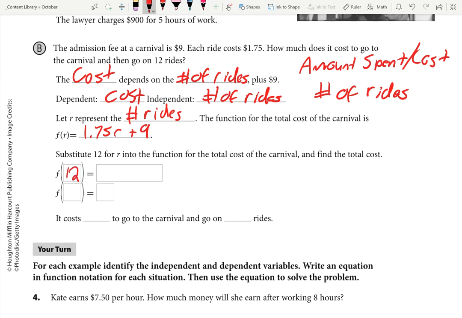So what this means is I'm supposed to plug 12 into my function and see what the cost is. My function would be 1.75 times 12 plus 9. So I'm plugging in the number 12, and f of 12 ultimately equals, if I evaluate this, $30. $1.75 times 12 plus 9 is $30. So it'll cost $30 to go to the carnival and go on 12 rides.